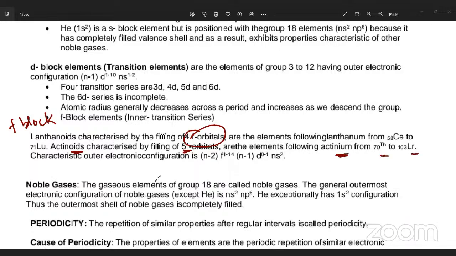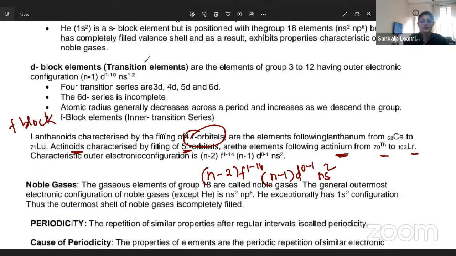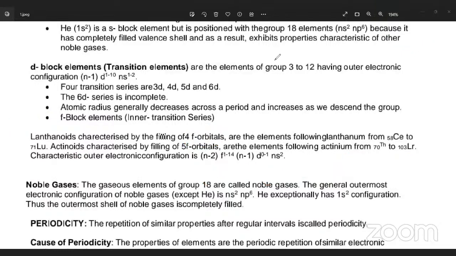The outer general electronic configuration of f block elements is (n-2)f 1 to 14, (n-1)d 0 to 1, ns2. So this is the general electronic configuration of f block elements. So we have seen the periodic table is divided into 4 blocks. We have studied about s block, p block, d block, and f block elements, and the general electronic configuration also. So based on this, we'll solve some MCQs, then we will go further.